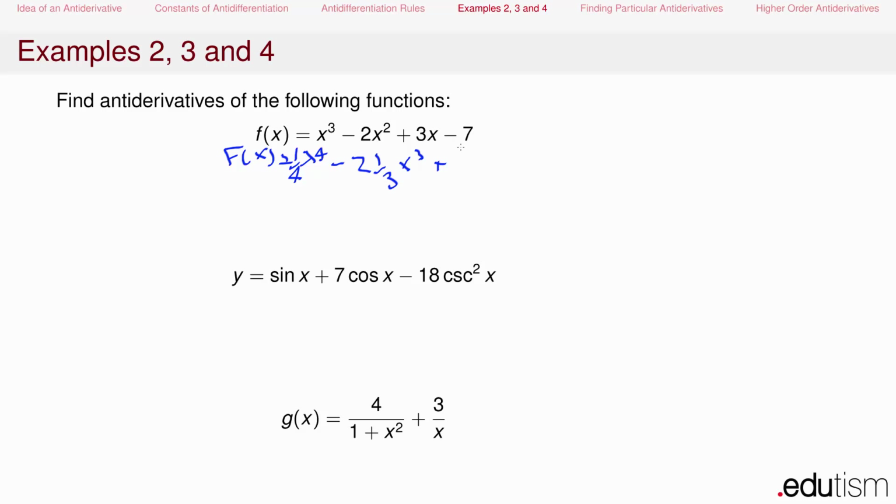We want to take the antiderivative of 3x, the 3 is going to stay in front, the antiderivative of x is going to be x squared with a 1/2 in front, and if we want to take the antiderivative of negative 7, it's going to be negative 7x, and we're going to add a plus c on the end. We could simplify a little bit. This gives you 1/4 x to the fourth minus 2/3 x cubed plus 3/2 x squared minus 7x plus c.